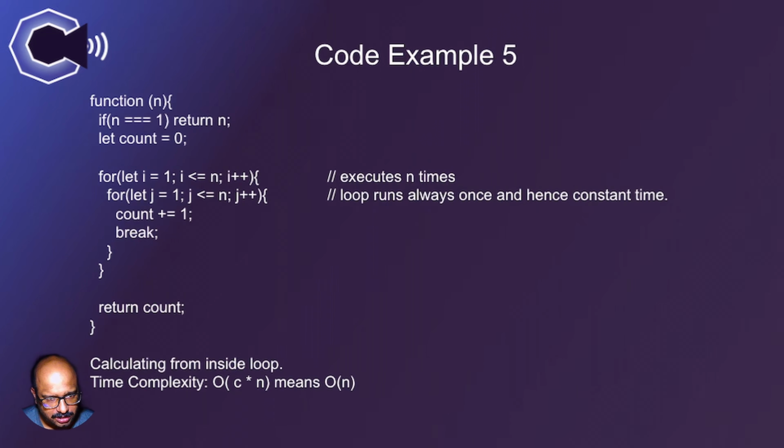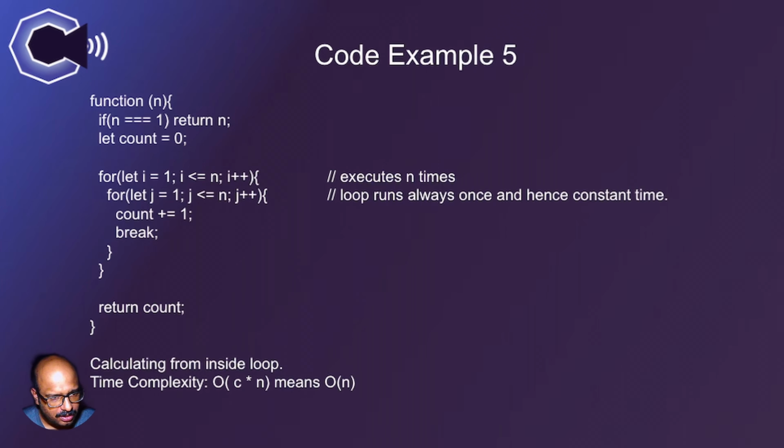So moving on to code example 5. Here also we have a nested for loop, and we will start with the inner for loop. Even though it seems like the inner for loop runs for input size n, since there is a break statement inside the inner loop, it will always run once, and hence it can be considered constant time. And the outer for loop will run n times. So the total complexity here would be c into n. Here c is the constant time that we considered for the inner for loop because of the break statement.